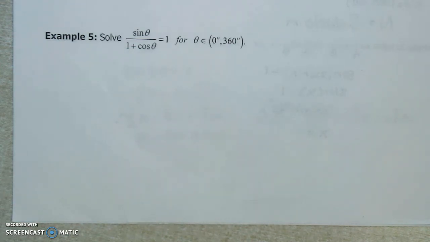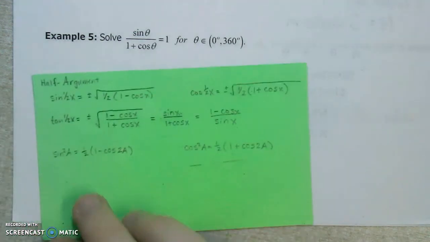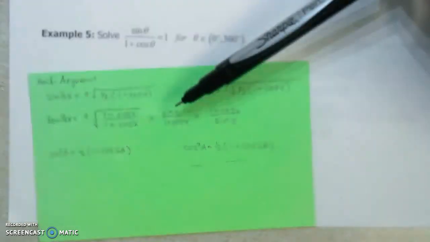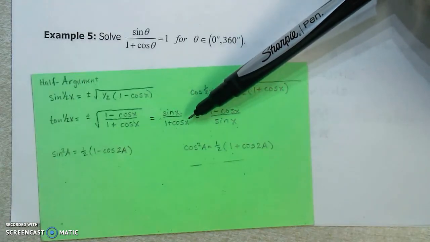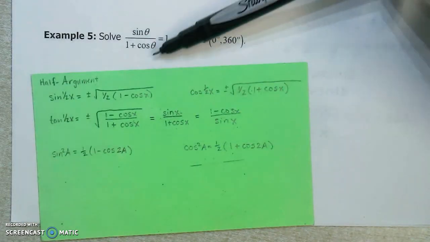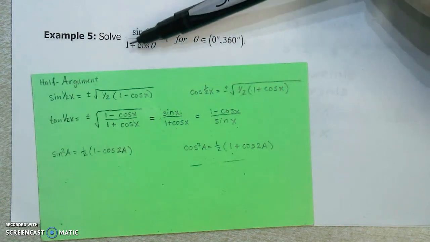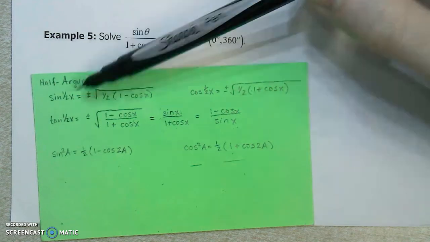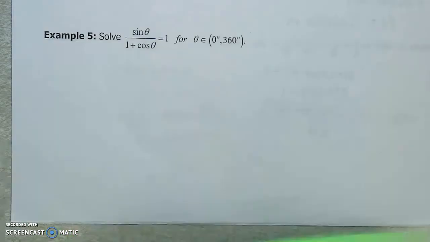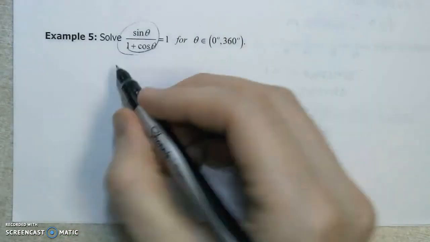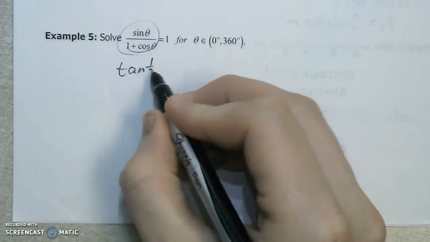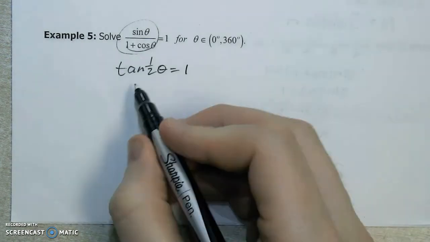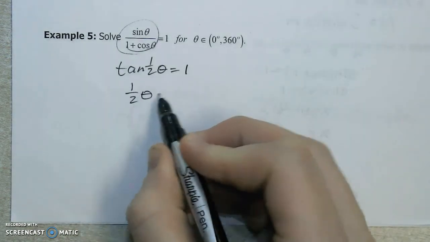If you look at your trig identities, we do have an identity that looks like this. Tangent of 1/2 x equals sine x over 1 plus cosine x. And that pretty much matches up with what we have here. So we can transform this equation into just tangent of 1/2 theta. So that's how we're going to start the problem. We're going to make that tangent 1/2 theta. Then I want to get theta by itself, so we're going to do inverse tangent to the other side.